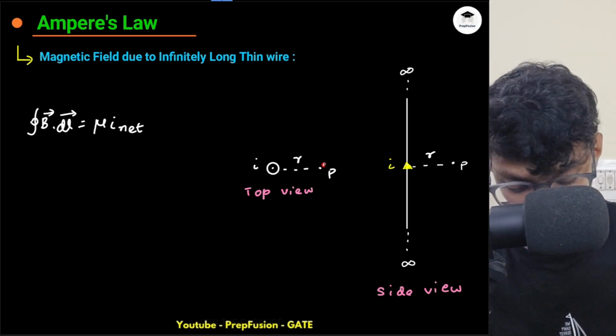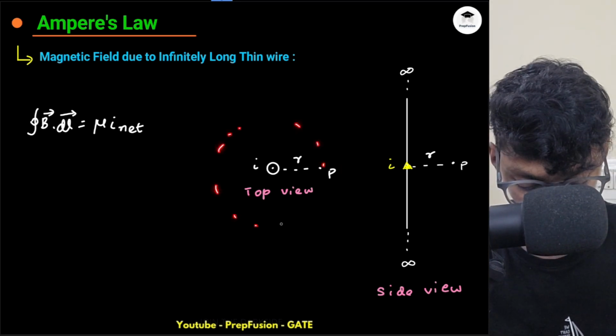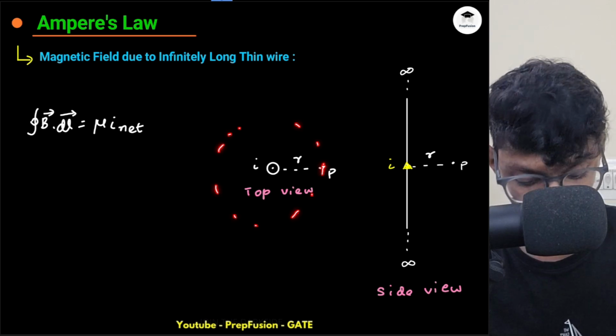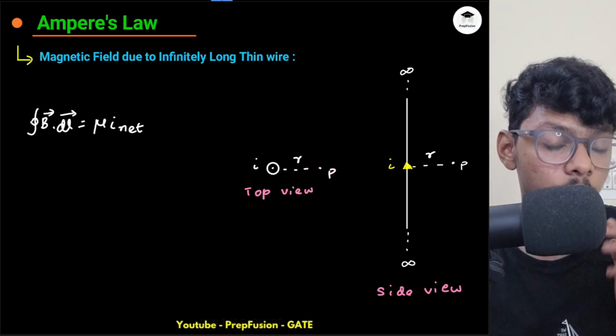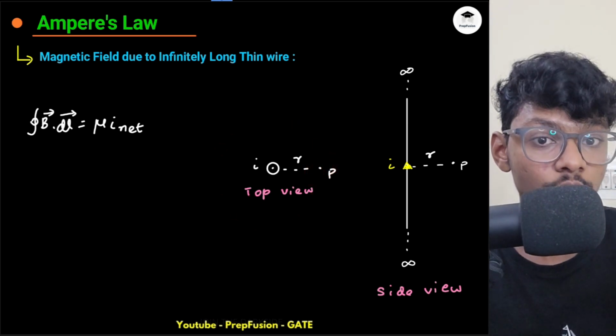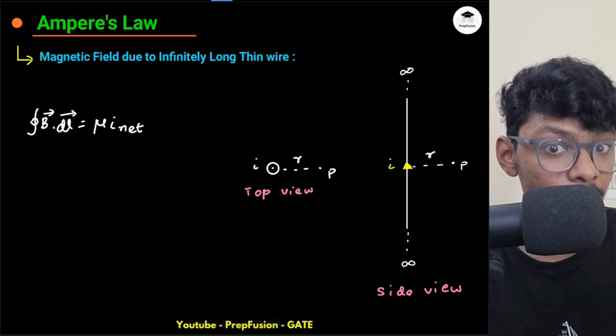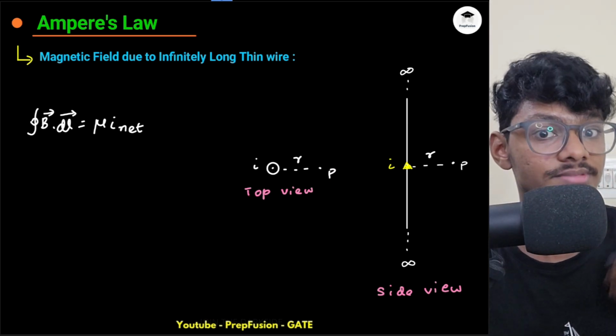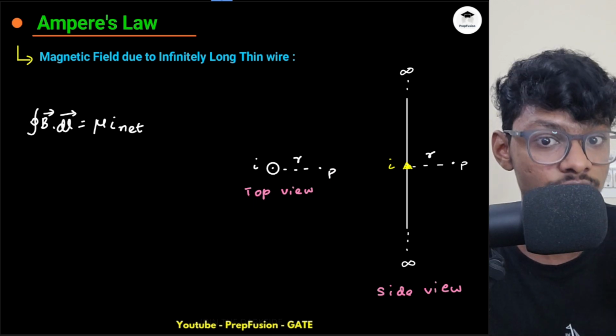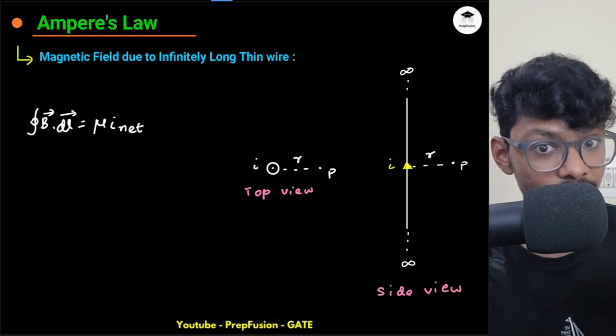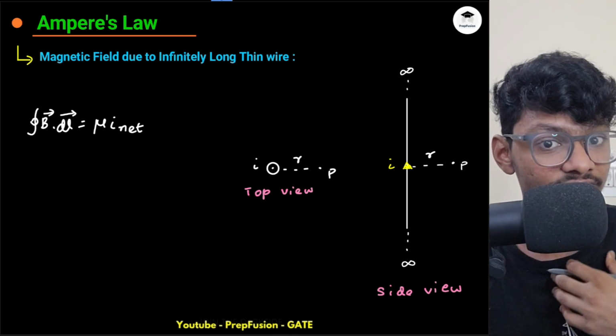From the top view, the magnetic field will be something like this, right? The magnetic field will just be a circle of radius r at this particular point. So what type of Amperian loop shall I choose? Same as Gauss law. What type of surface did I choose there? Sometimes I choose a sphere, sometimes a cylinder, according to my own convenience.